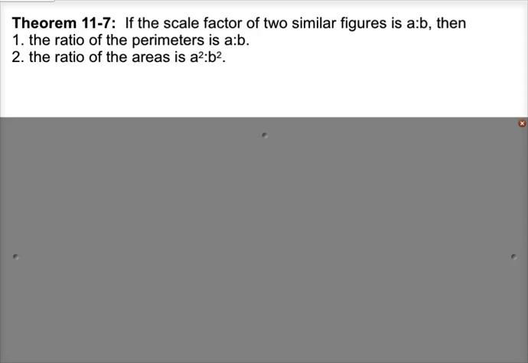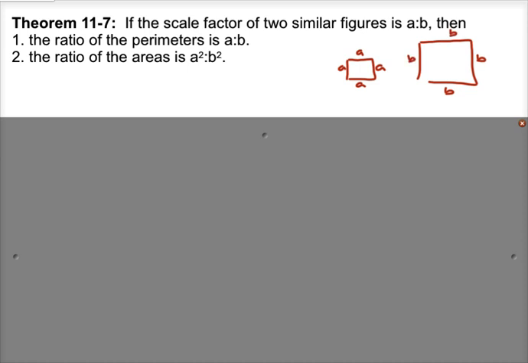Theorem 11.7. If the scale factor of two similar figures is a to b, then the ratio of the perimeters is a to b, and the ratio of the areas is a squared to b squared. The reason for this really happening, I'm just going to imagine drawing two squares. Let's say the sides on the little square are all a, and on the big square they're all b.